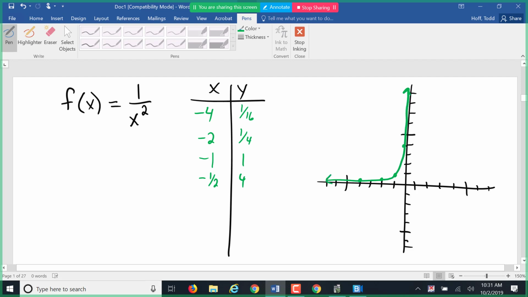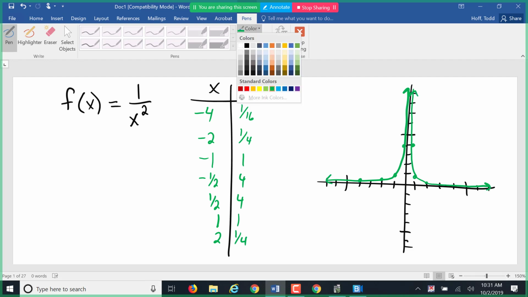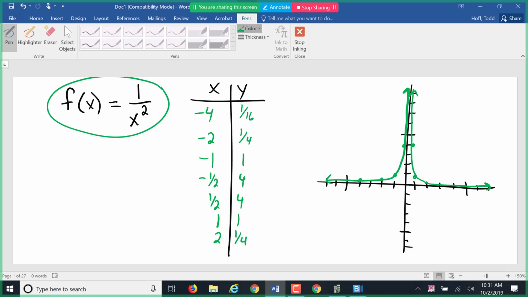I put in positive 1/2. Well, positive 1/2 squared is 1/4. 1 over 1/4 is 4. So positive 1/2, positive 4. Positive 1. 1 over 1 squared is 1. And I can keep going. Positive 2. 1 over 2 squared is 1/4. And I see I get the mirror image of that curve like that. So that is 1 over x squared.